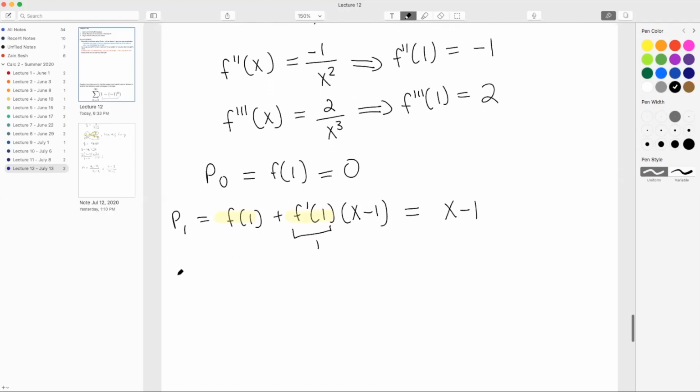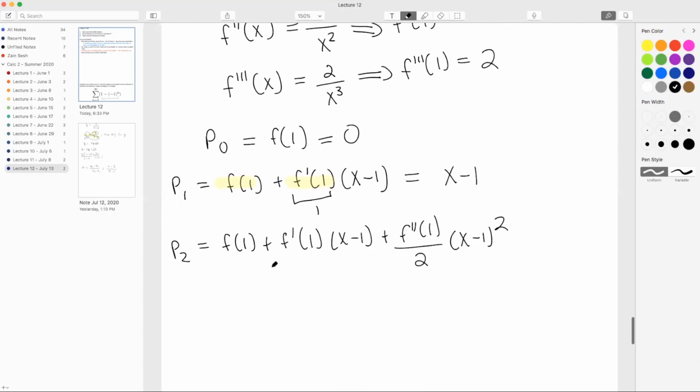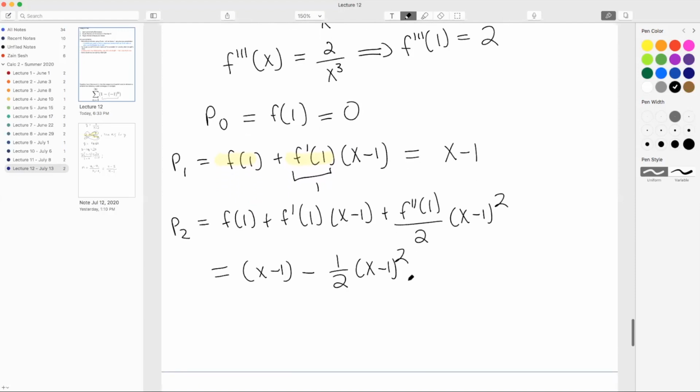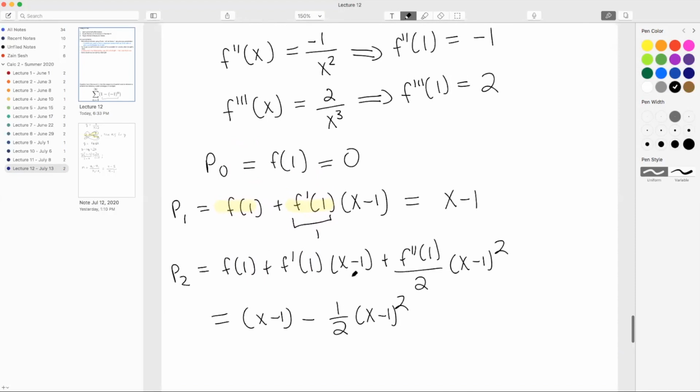Very good. So now let's figure out P2. I'm just going to write it in the expanded form again. P2 is f of 1 plus f prime of 1 multiplied by x minus 1 plus f double prime of 1 over 2 times x minus 1 squared. That's the second partial sum of our Taylor series. And this just turns out to be x minus 1 minus 1/2 times x minus 1 squared. I hope you see that, because f double prime of 1 is negative 1.